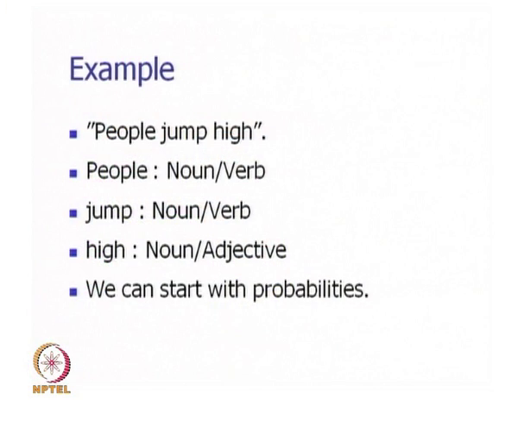Here is an example: people jump high. People can be both noun and verb. Jump can be noun and verb, high can be noun and adjective. So, here we have the possibility of two tags for every word, and therefore, there are a number of tag sequences which are possible. To be specific, there are 8 possible sequences for this sentence, and we have to find out the best possible sequence, probabilistically speaking.